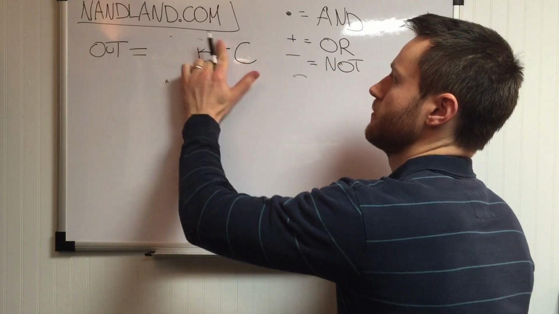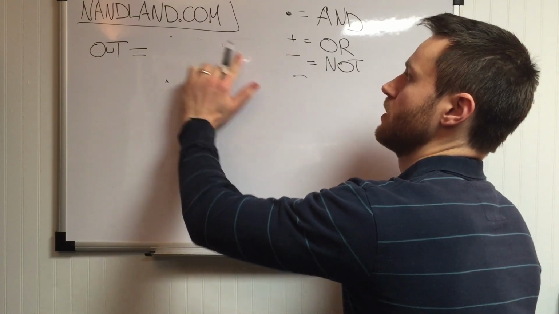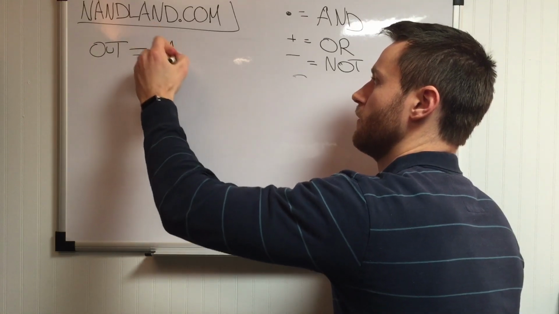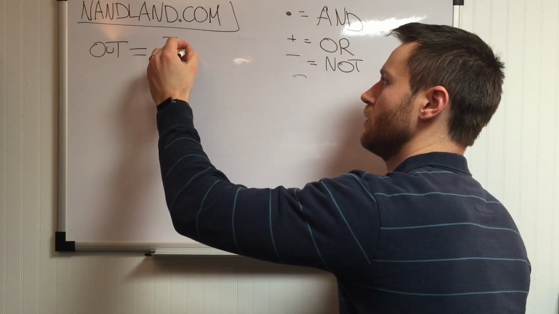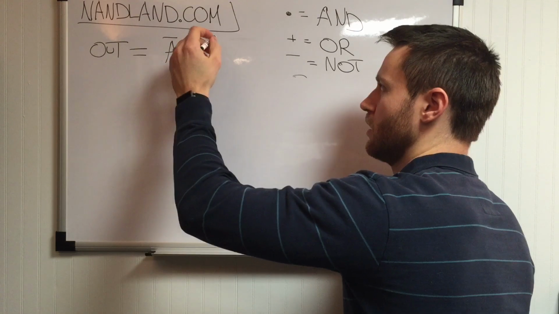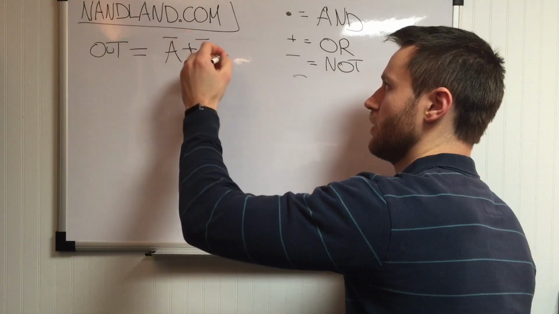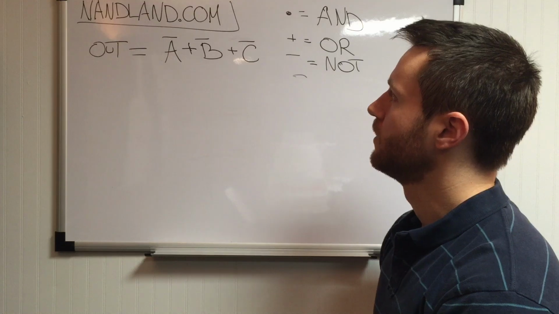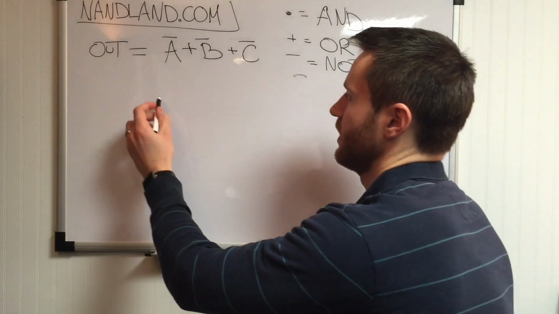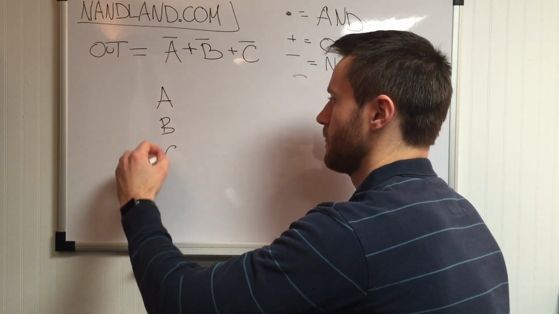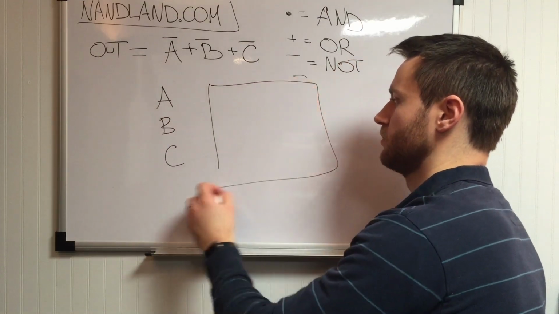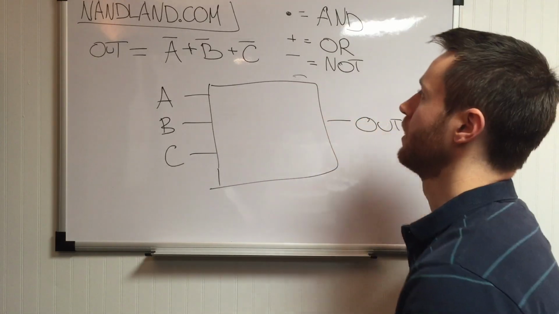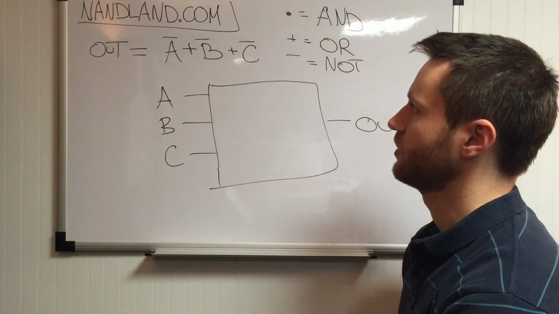Let's make up something here. We'll do not A or not B or not C. So we have A, B, and C as our inputs here. Our FPGA, our black box, goes here, and we have one output. So what would this look like on the inside?